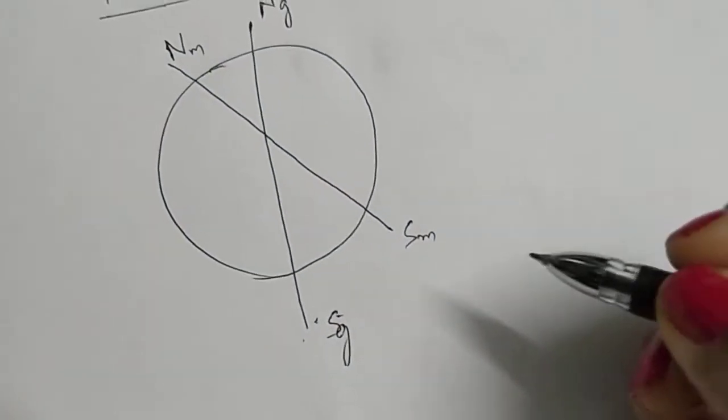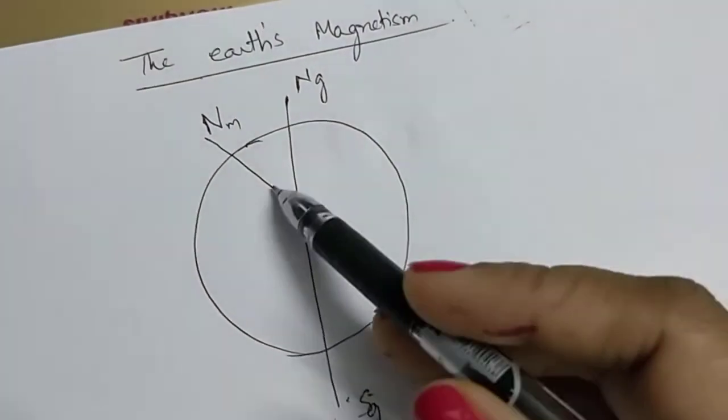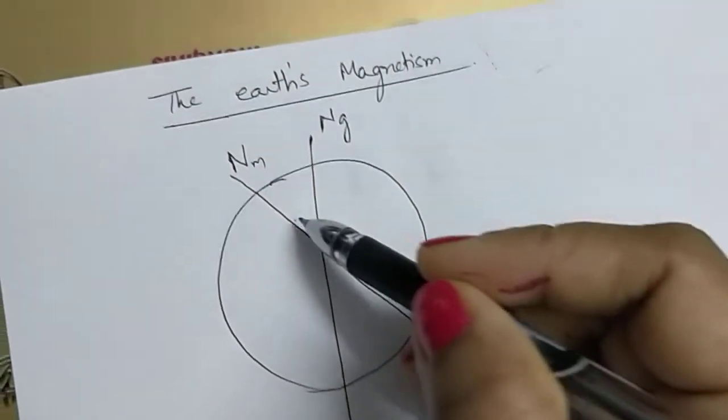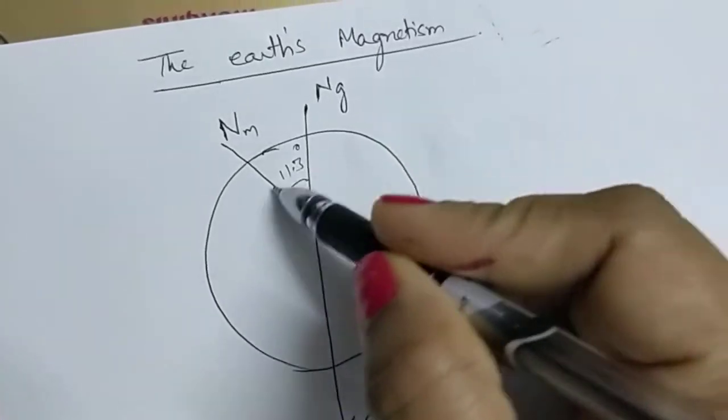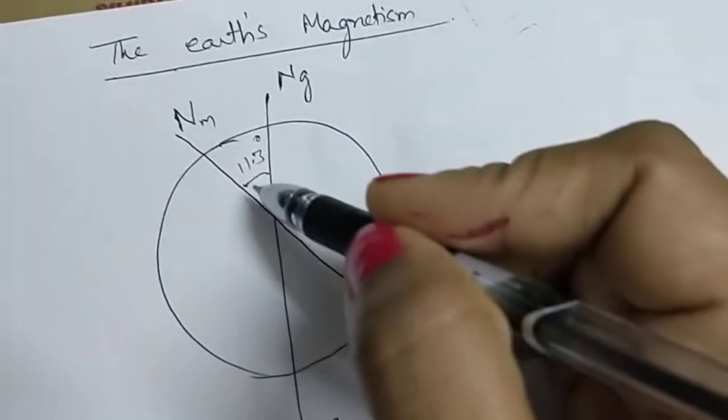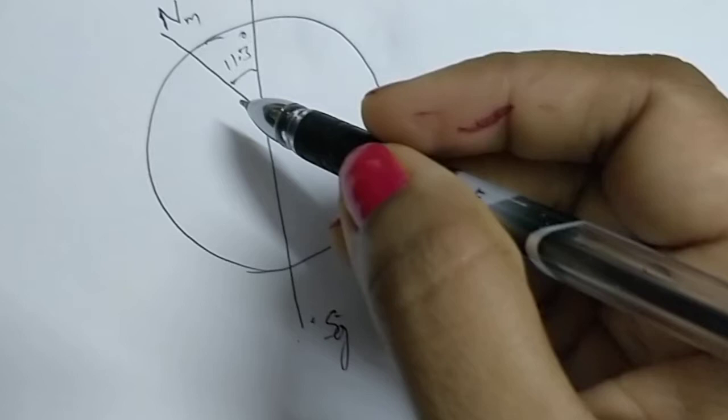And there is an angle between these two. The angle between these two is approximately 11.3 degrees. It keeps on changing. It's not fixed, but our average value is approximately 11.3.